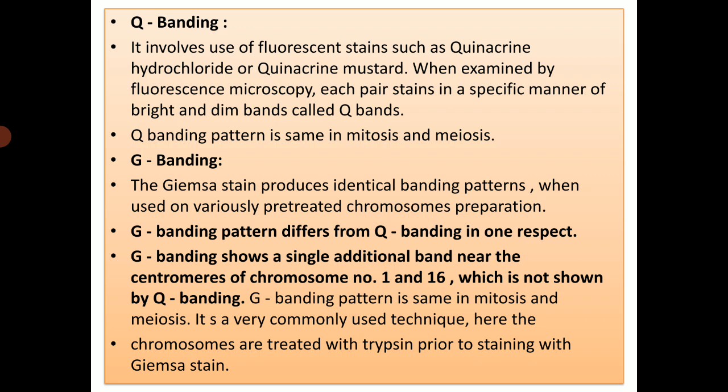Trypsin basically is a kind of chemical or enzyme which degenerates the bonds between the cells.